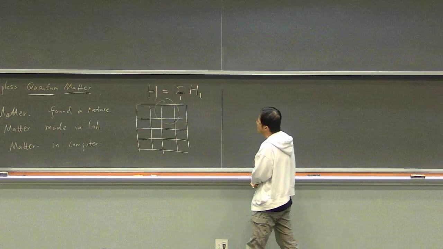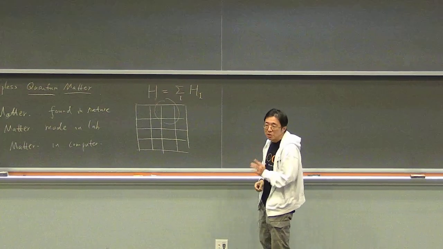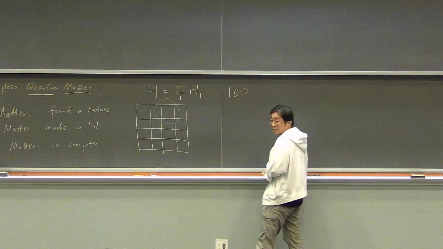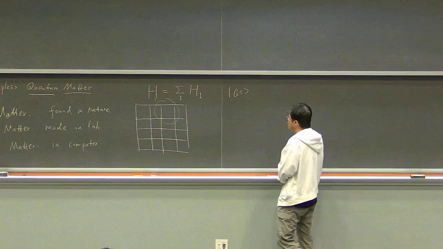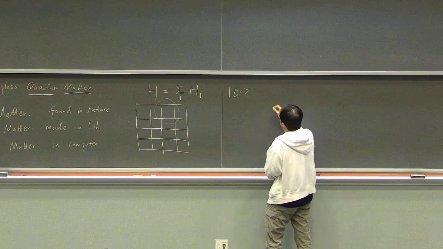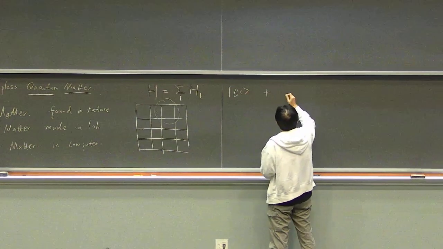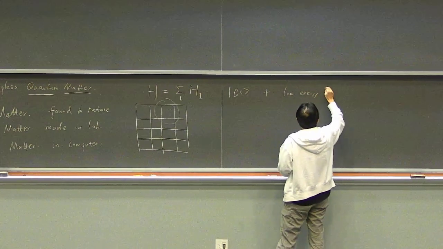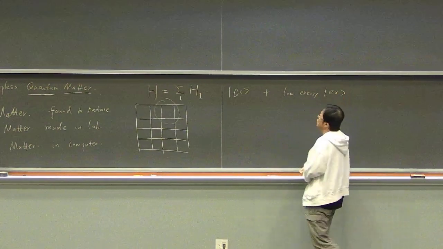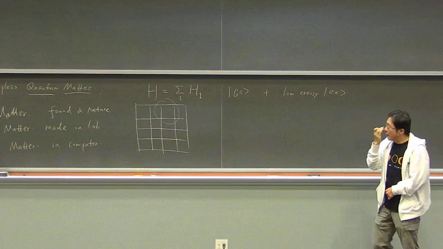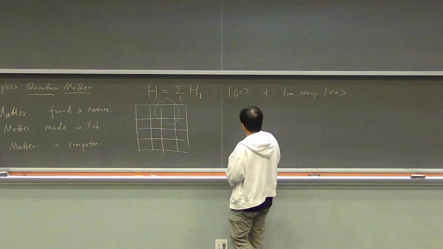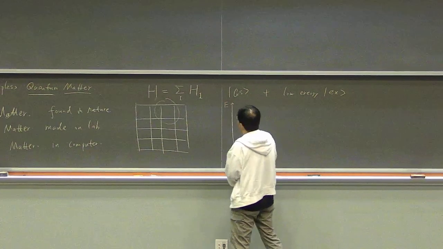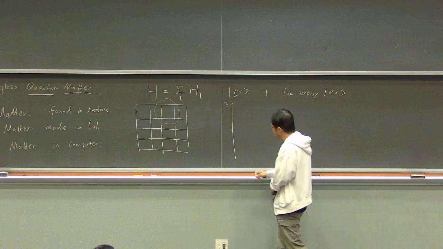And we will mostly be interested in the ground state of the Hamiltonian, plus some low energy excited states. And by gapless, suppose I make a very rough plot of the energy spectrum of the Hamiltonian. There is a ground state.